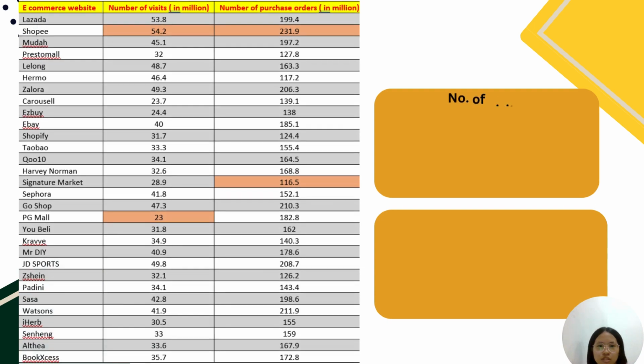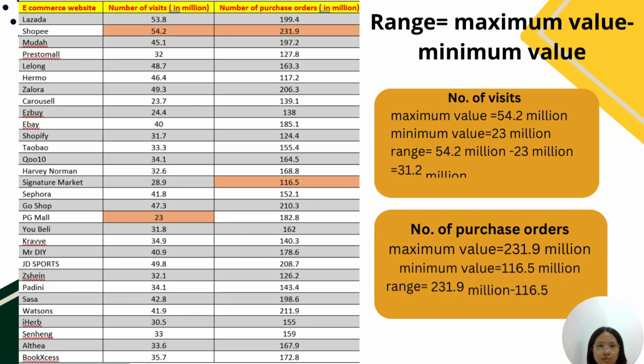Next, the range is a simple measure of dispersion. It is the difference between the maximum value and the minimum value. For the number of visits, the maximum value is Shopee, which is 54.2 million, and the minimum value is PG Mall, which is 23 million. The range of the number of visits equals 54.2 million minus 23 million, equal to 31.2 million.